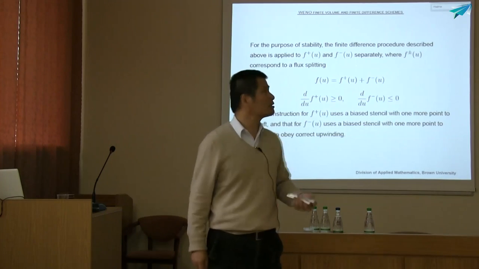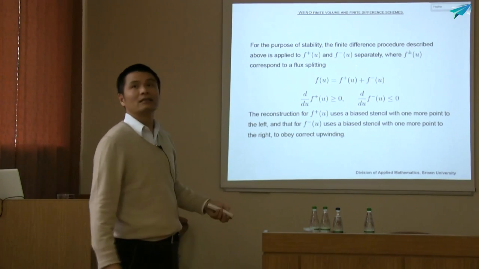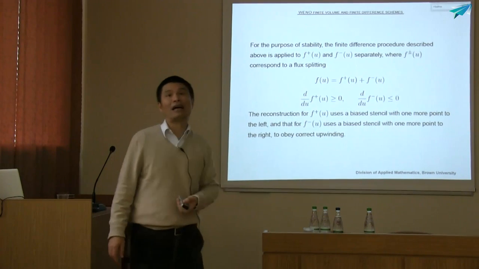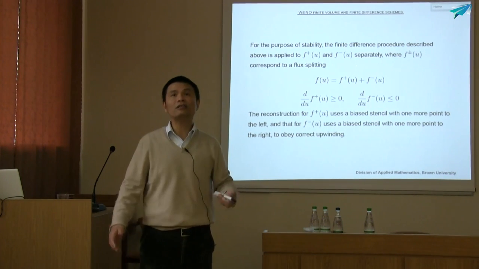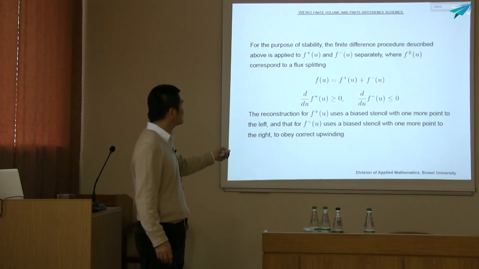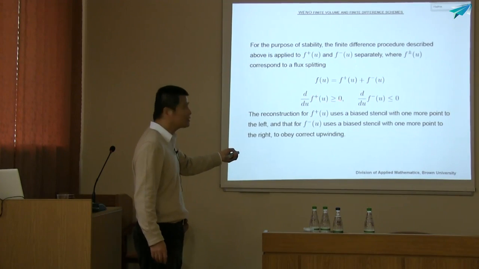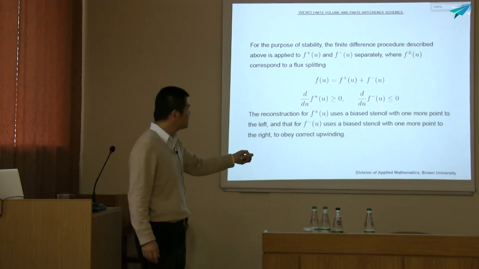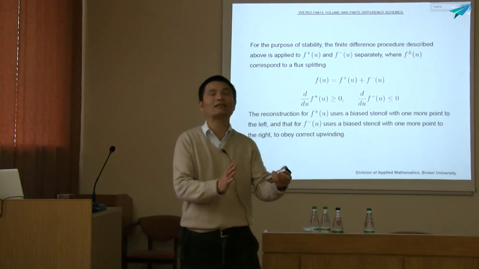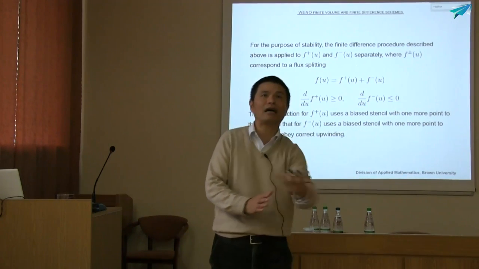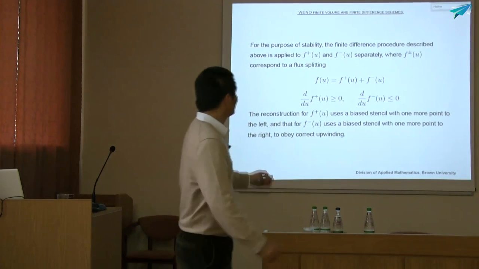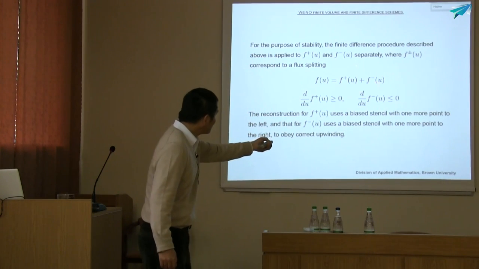You can do a so-called flux splitting. In other words, you can write the physical flux as a sum of two fluxes. This in the literature is called flux splitting. The two fluxes have the property that for the first flux, the derivative is positive. For the second flux, the derivative is negative. In other words, for the first flux, the wind always blows from left to right. For the second flux, the wind always blows from right to left. So you get this flux splitting.